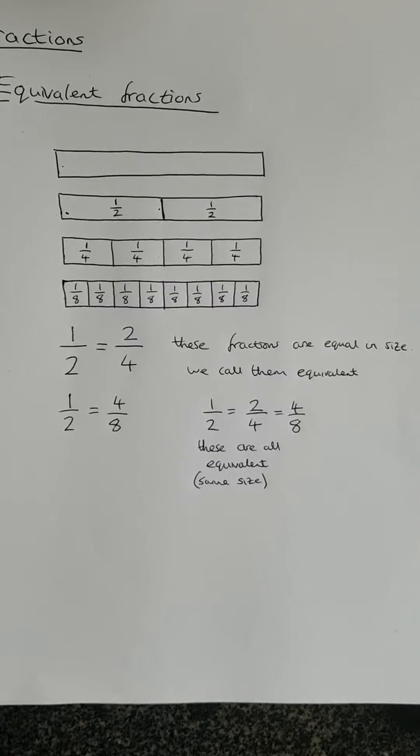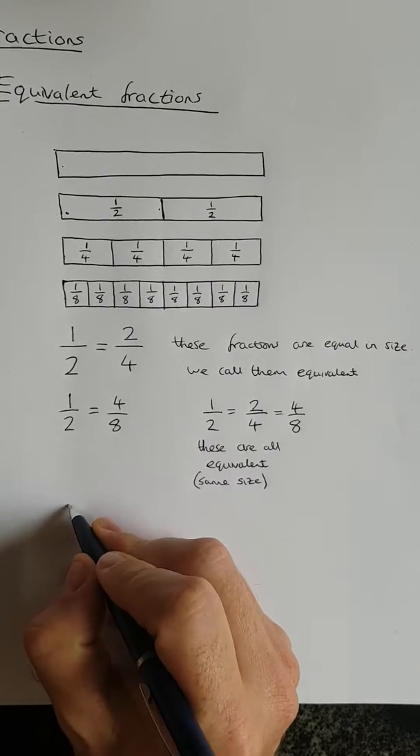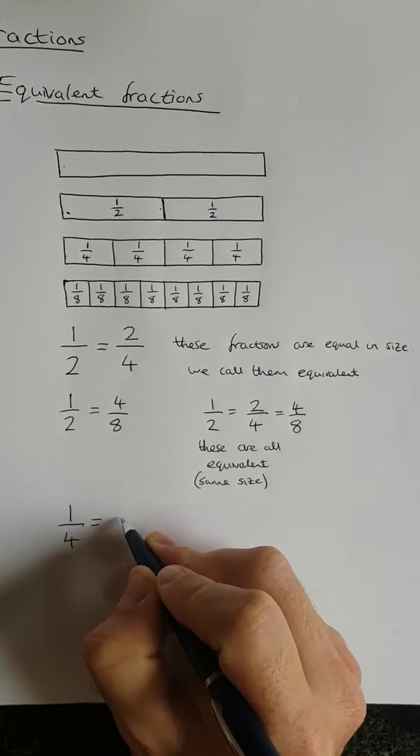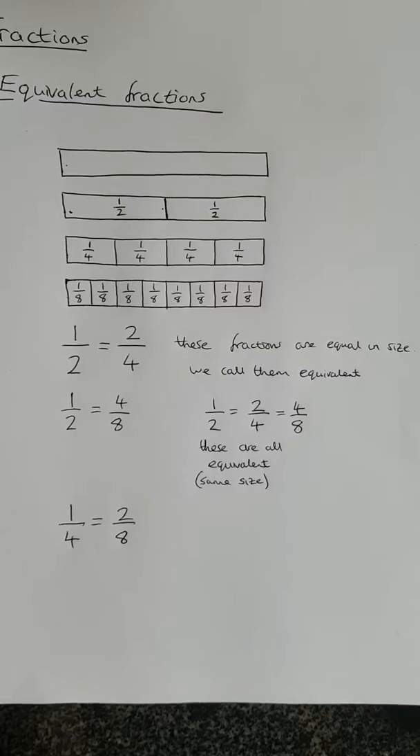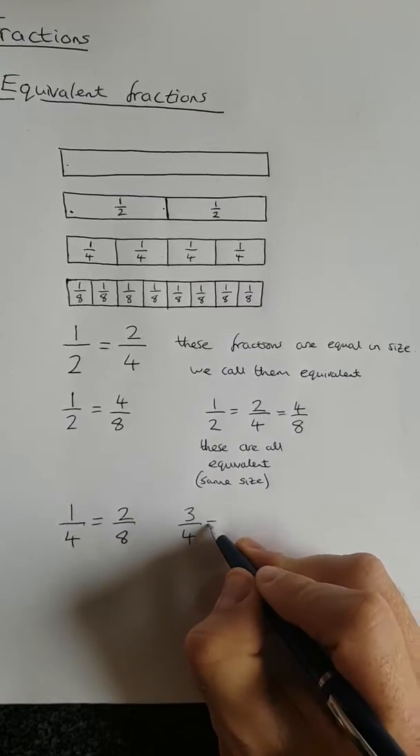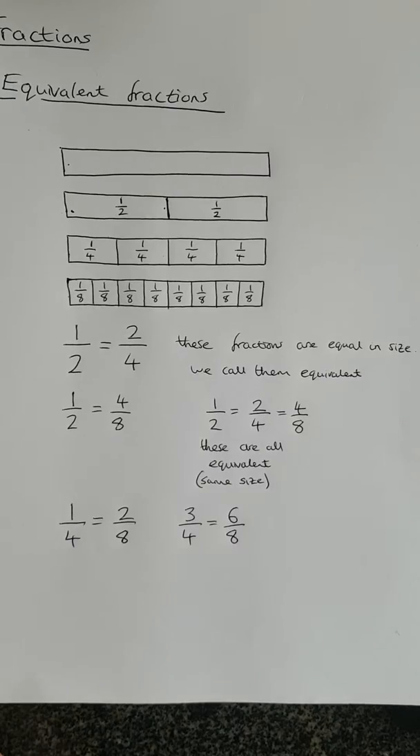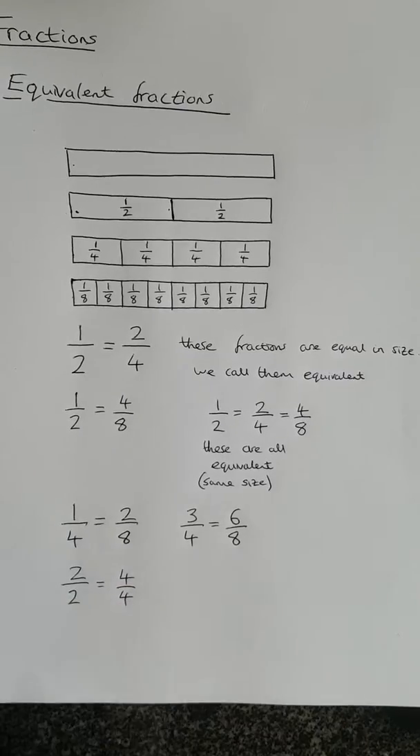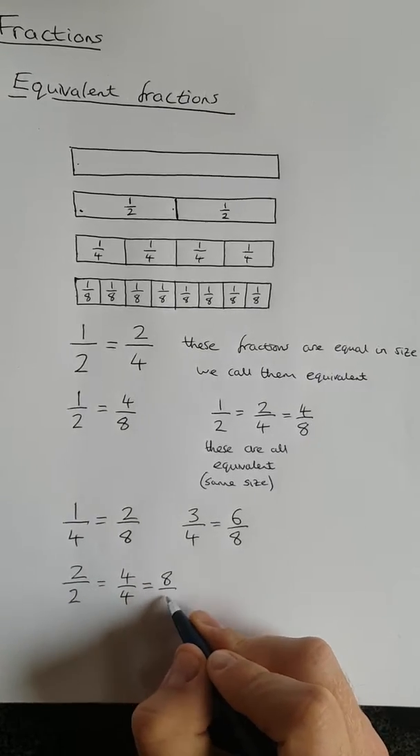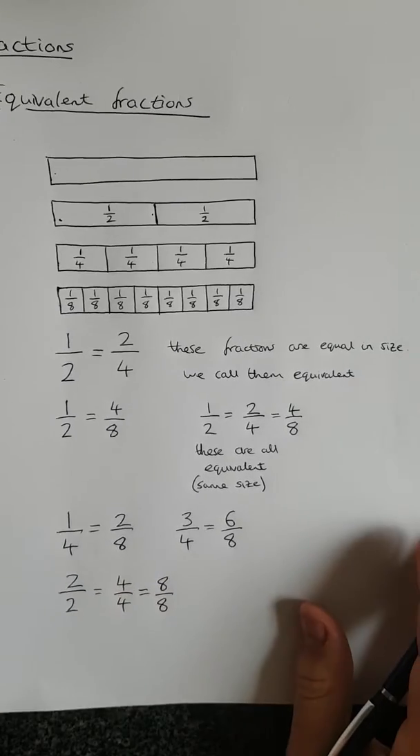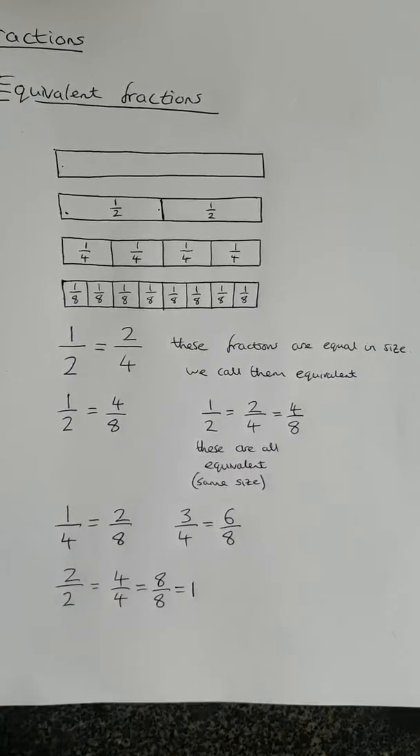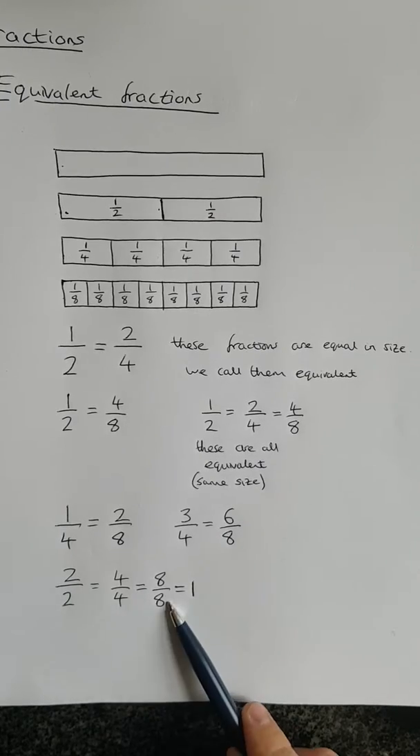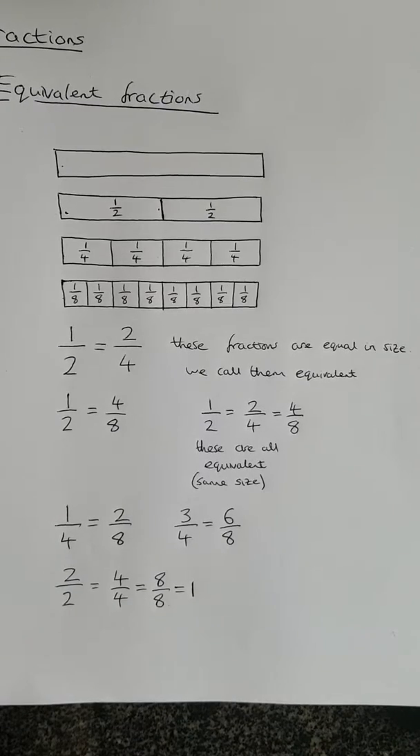Hopefully now you've unpaused the video and found some of the following. That 1/4 equals 2 eighths. That 3/4 equals 6 eighths. Some of you will have said that 2/2 equals 4 quarters, which is equal to 8 eighths. And all of those are equal to 1 whole, because the denominator, the number of pieces you need to make a whole one, is matched by the numerator. Well done if you spotted those.